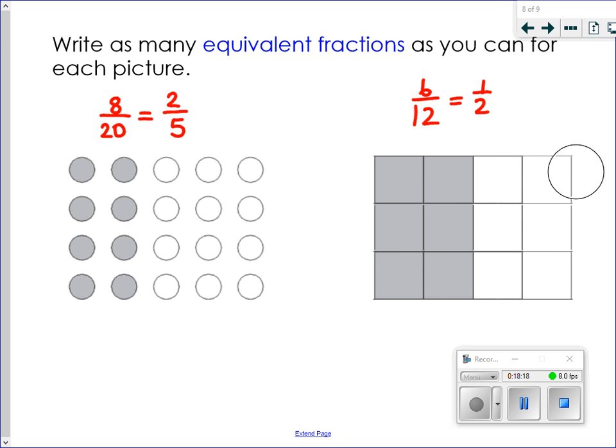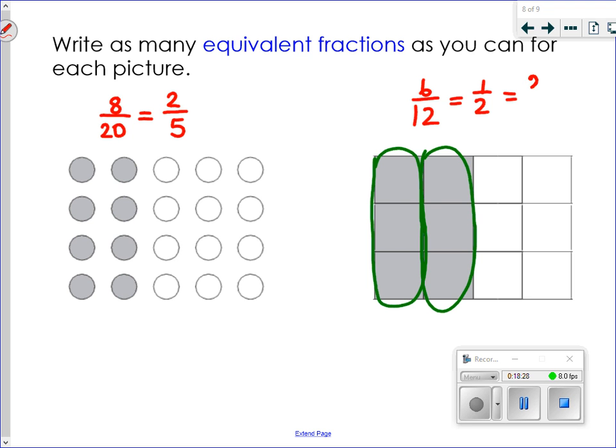Okay, what if I wanted to look at this one this way? I've got 1 equal group, 2 equal groups, out of, how many equal groups can I make of those? Oh, 2 of the 4 equal groups are shaded. So that would be equivalent, 2 fourths.